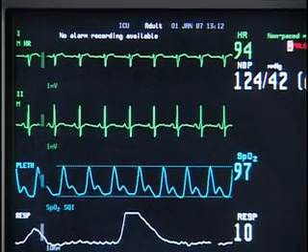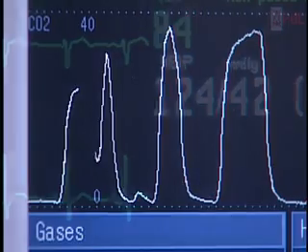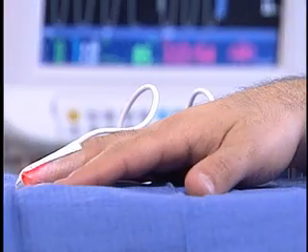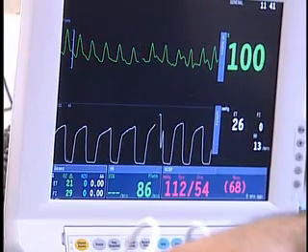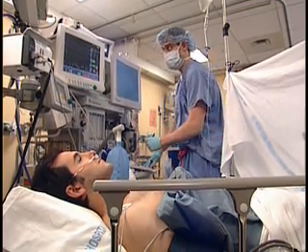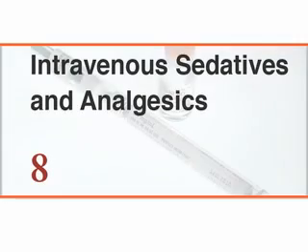Monitors include hemodynamic variables of heart rate and blood pressure. End-tidal carbon dioxide monitoring may improve detection of airway obstruction. Oxygenation is monitored with a continuous pulse oximeter. Vital signs should be recorded at least every 5 minutes while the patient is being sedated.